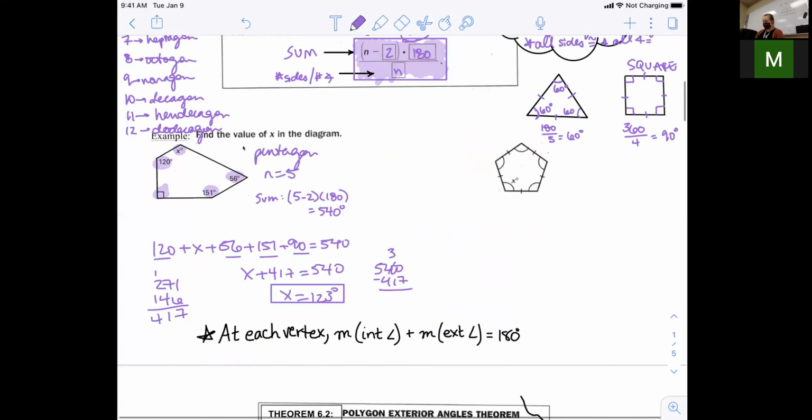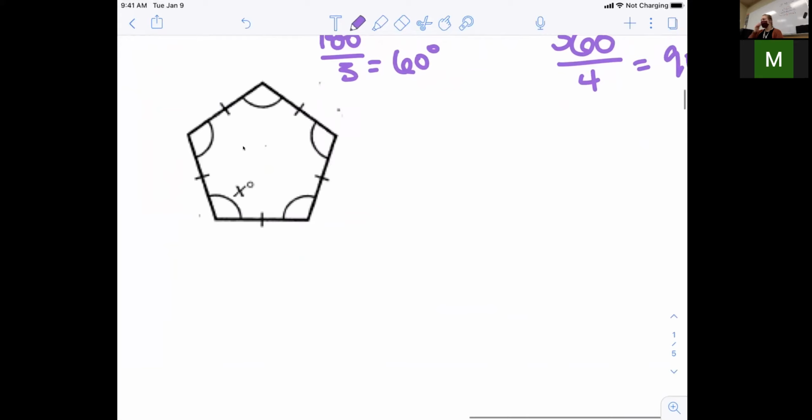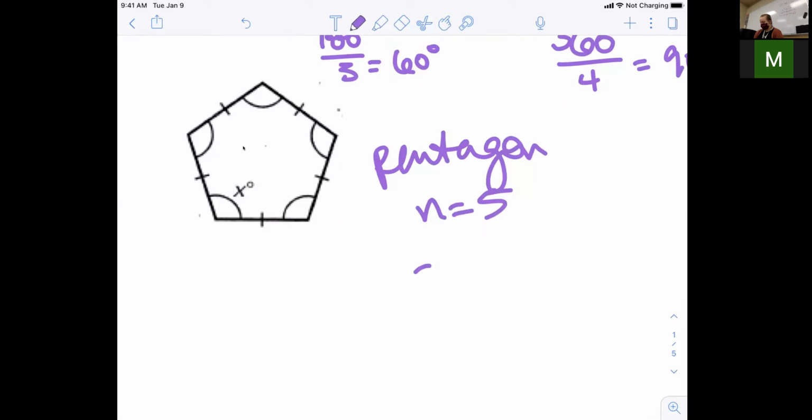All right, next problem. How do I find x here? Why are they all equal? Very good. And then what should they all equal? What kind of shape is this? Pentagon? And a pentagon, what's the sum of a pentagon? 540. And so what do I need to do to find out what x is? Divided by 5. Very good.